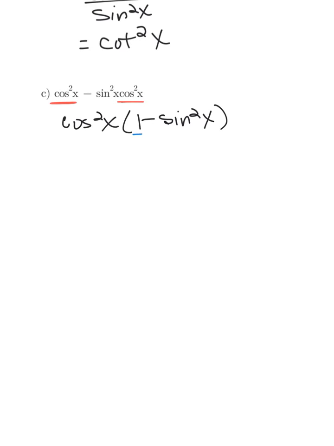Now you need to notice that this is one of the versions of the Pythagorean identity. So we are going to rewrite that using what it equals. It equals cosine squared of x. Well, now I have cosine squared of x times cosine squared of x. That equals cosine to the fourth of x. And that would be your answer.